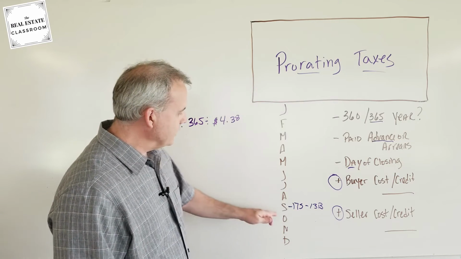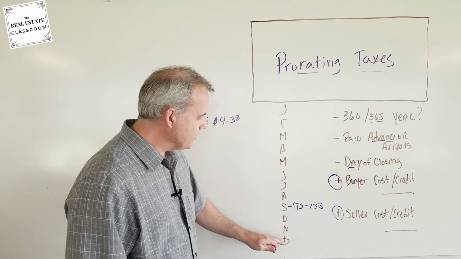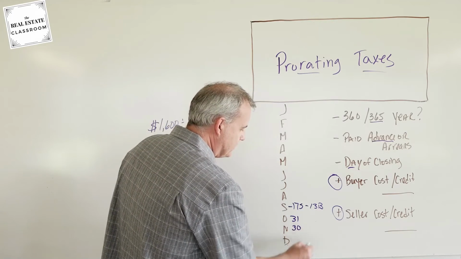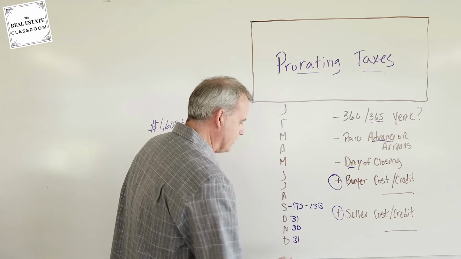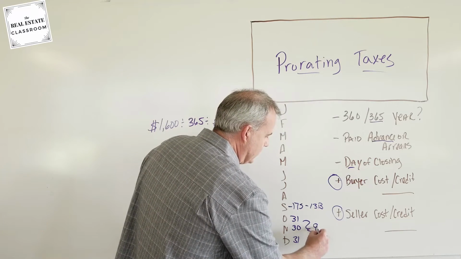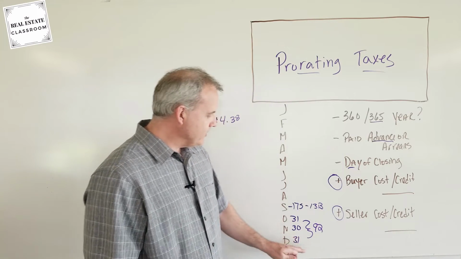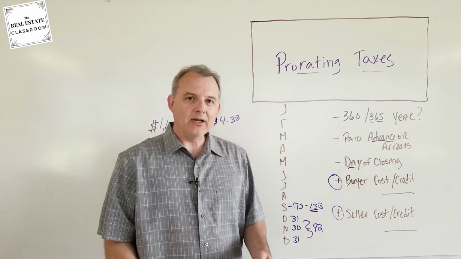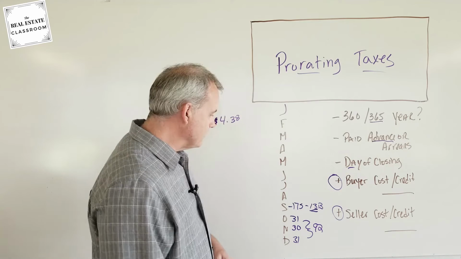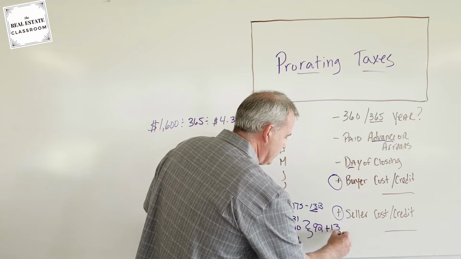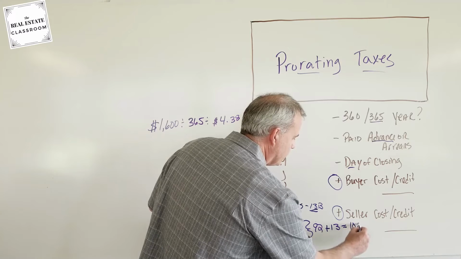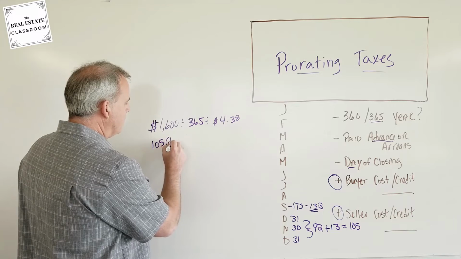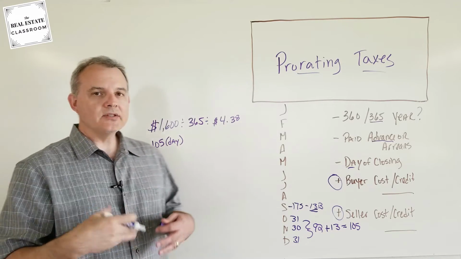Now let's go ahead and fill in our number of days for October, November, and December. We know that there's 31 days in October, 30 days in November, and 31 days in December. So that gives us a total of 92 days for these 3 months. But we also have to take into consideration the 13 days that the buyer is responsible for in the month of September. So we're going to take 92 plus 13, and that gives us a total of 105 days that the buyer must reimburse the seller for.